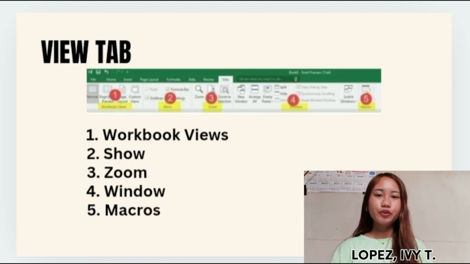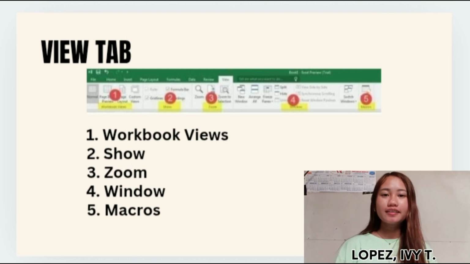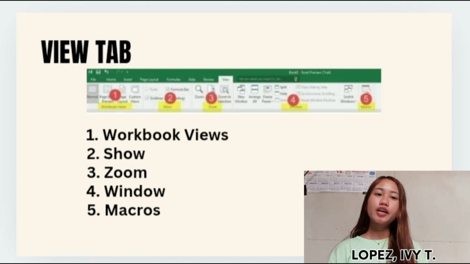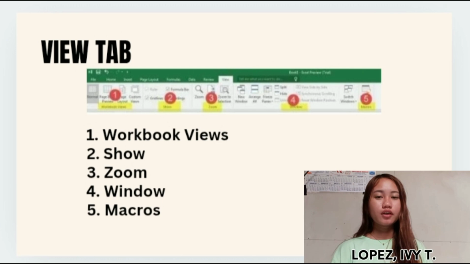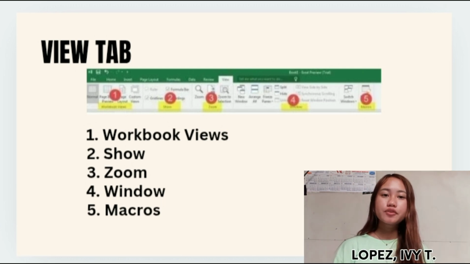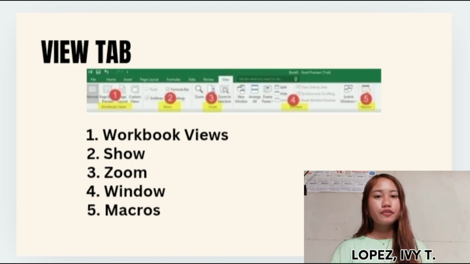Next is the View tab. The View tab contains the commands most commonly associated with a variety of ways you can look at a worksheet or workbook. Number 1 is Workbook Views. You can choose the viewing option of the Excel sheet from this group.